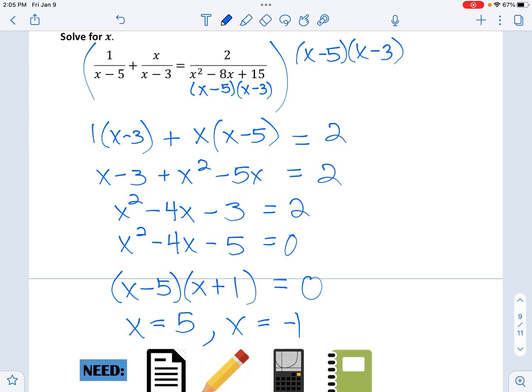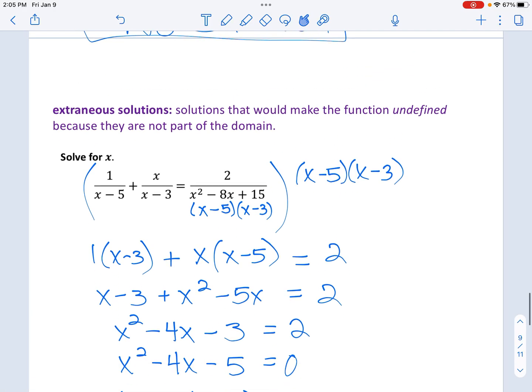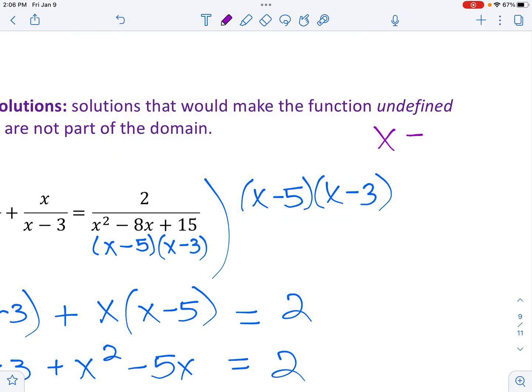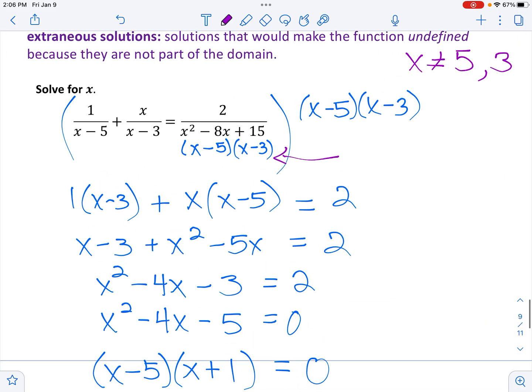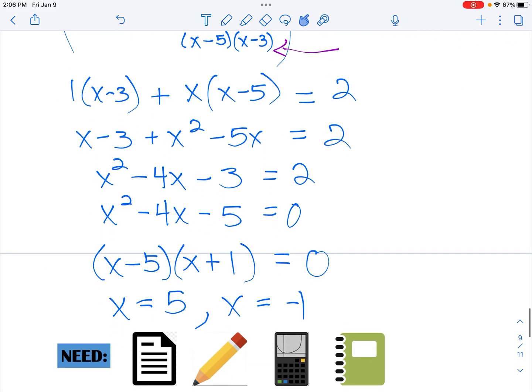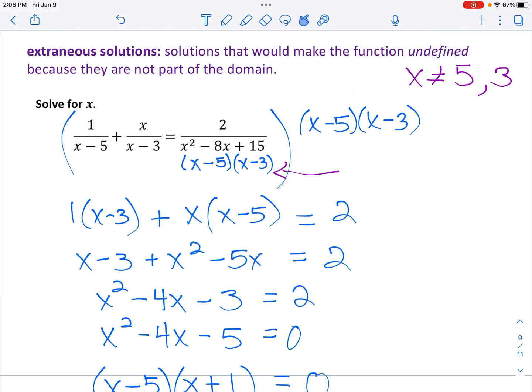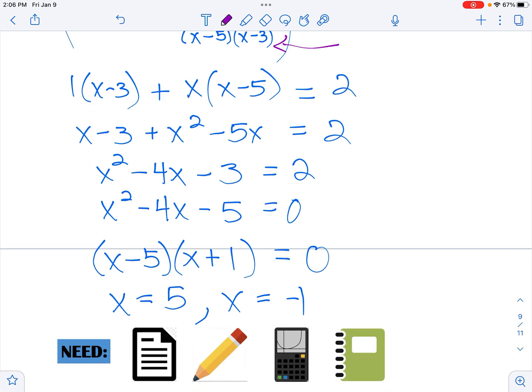But now if I go back here, I should have written what x can't be right away. So if I look at the denominators here, x couldn't be 5, and it also can't be 3. Now, if I go down here and look at my solution, I notice that one of my answers is 5, and that's what I said right here that I can't have. So this is not a solution, but I still have one left. So this is my answer. My answer would be x equals negative 1. But 5 is not a solution. It's an extraneous solution. So that's how you do those.